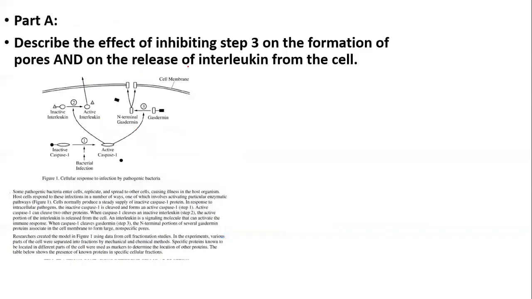So part A, describe the effect of inhibiting step 3 on the formation of the pores and the release of interleukin from the cell. Okay, so this one sounds more daunting than it actually is. So basically you're looking through this and it's saying, what if you stopped this pathway? What if this step was inhibited? What's going to happen? So the first part, let's answer that one. No pores would be formed.